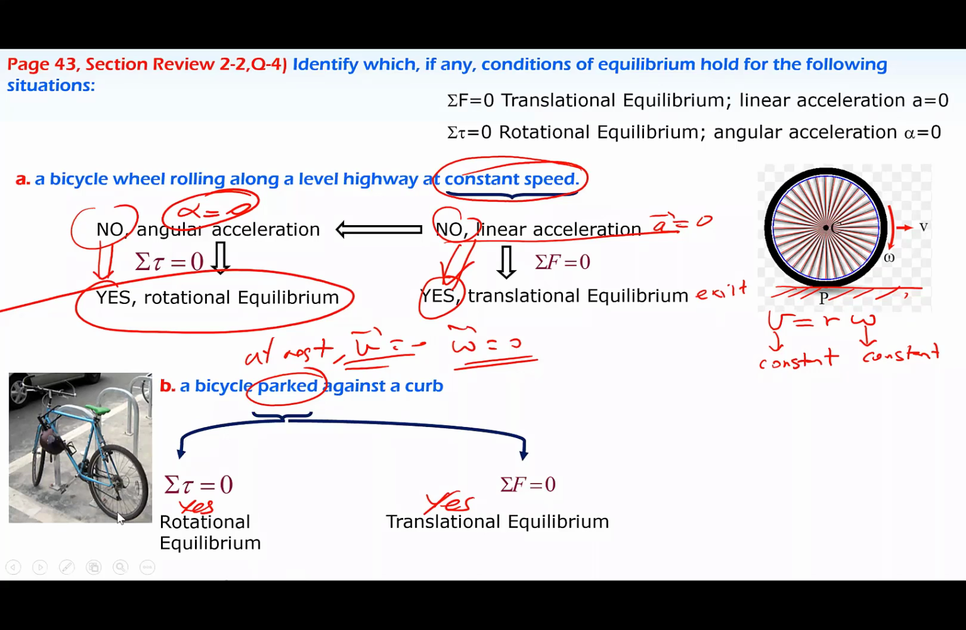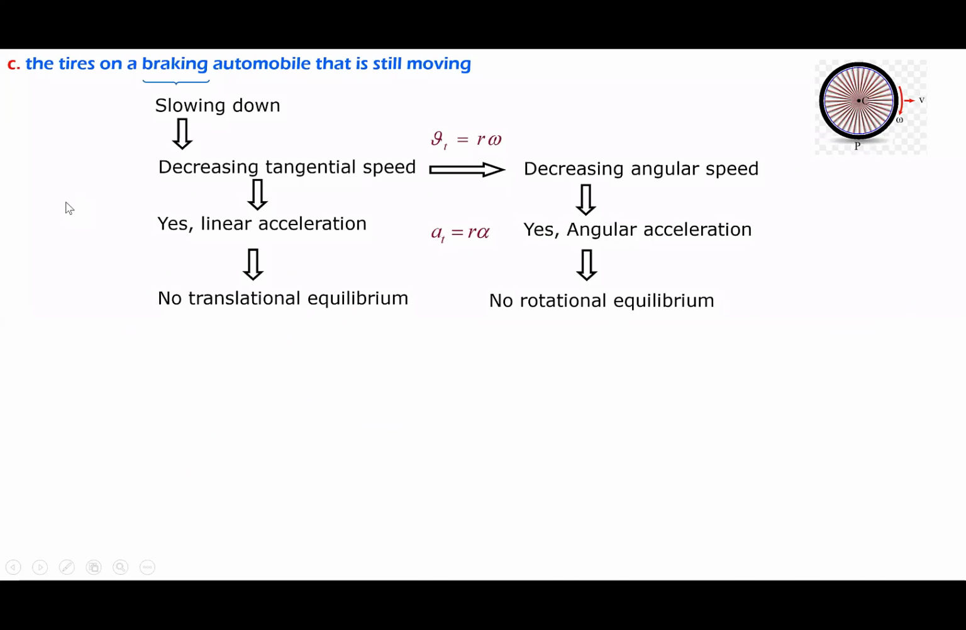But C is the opposite of A. In A, a bicycle wheel was rolling at constant speed, but in C, it will brake. The tires on a braking automobile: the wheel is slowing down, because if an automobile brakes, what does it mean? The wheels are slowing down. That's why it's braking.